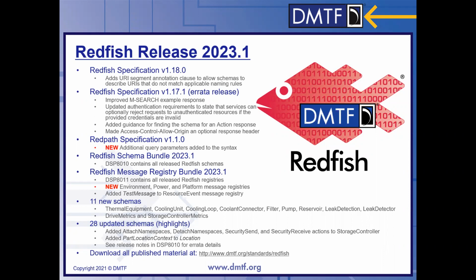We've also had a few clarifications to the spec with our 1.17.1 errata release, showing a better example for msearch responses for SSDP queries, having some authentication clarification. So when a service can reject unauthenticated resources if credentials are not valid, giving some guidance around how action responses are formed just to better match the terminology we have in the schemas, and also clarifying the access control allow origin header to be optional.